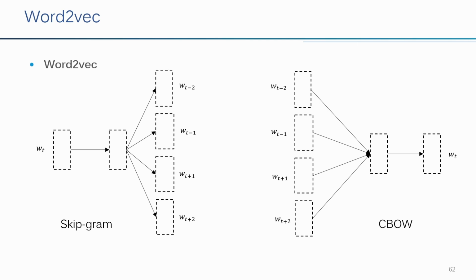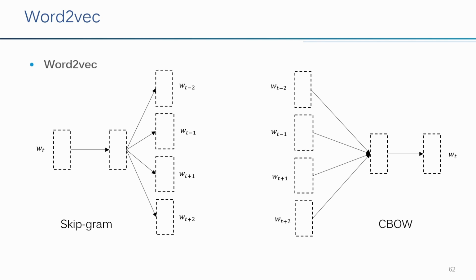So this is just a representation of how these algorithms work. So the first one, the skipgram, given the center word, we are predicting its context words, and then the continuous bag of words is the other way around.